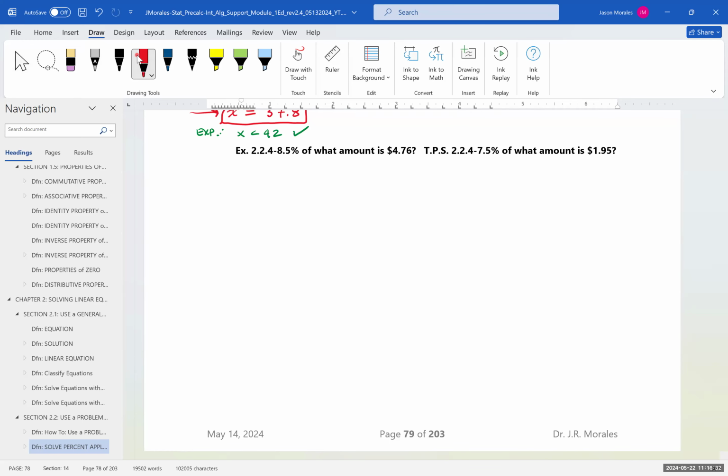All right, let's look at this next example. Again, this is a percentage application example. So what we're kind of just focusing in on though are the fundamentals, just focusing in on the skill here. So in this example, we want 8.5% of what amount is $4.76. So of what amount, okay, that's our unknown.